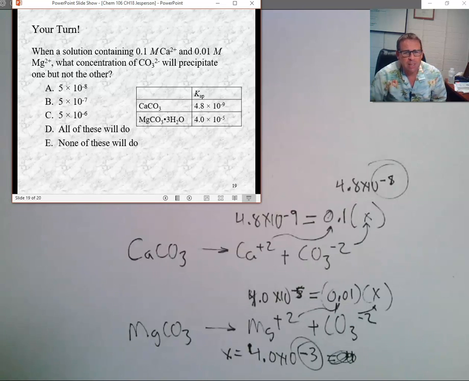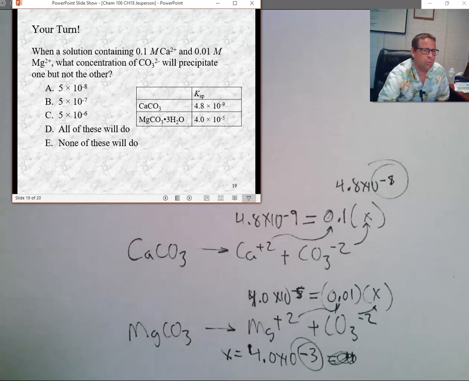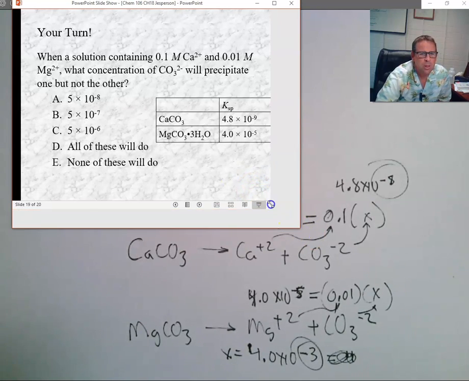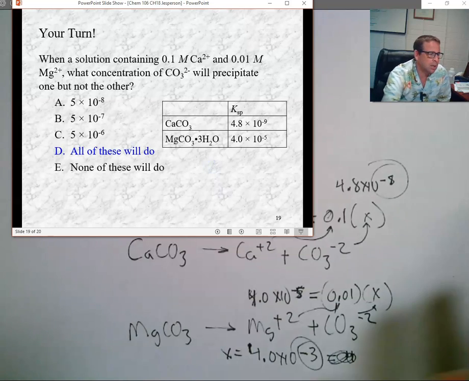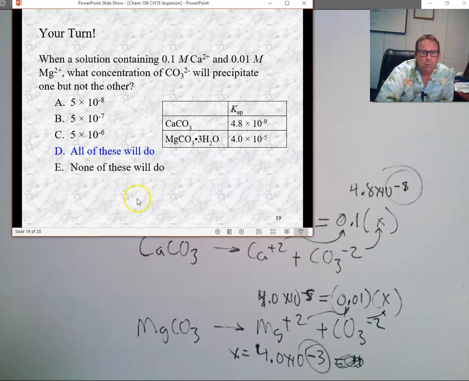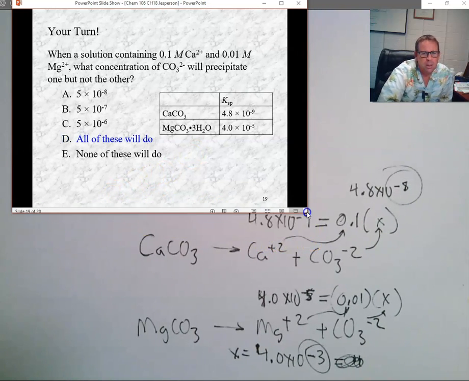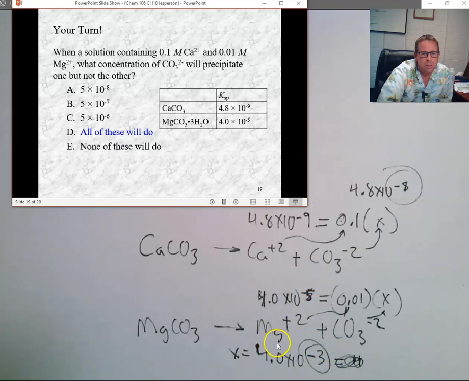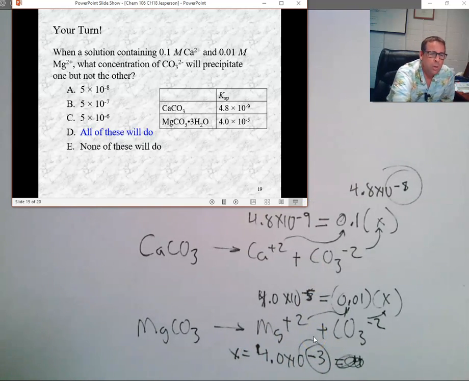How about 5 times 10 to the minus 7? It would precipitate out the calcium but not the magnesium as well. Okay. And then 5 times 10 to the minus 6? The same. Whew. So all of these will do. Did we make a mistake here? Oh, good. We got it. Excellent. All of these will do because they're between 4.8 times 10 to the minus 8 and 4 times 10 to the minus 3. Now, which one will precipitate out and which one will not?